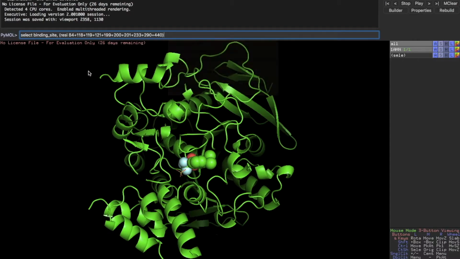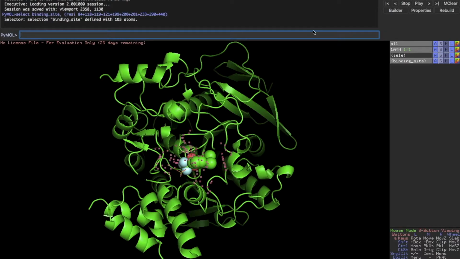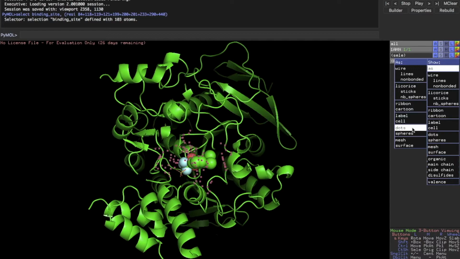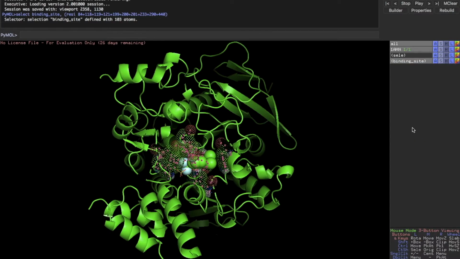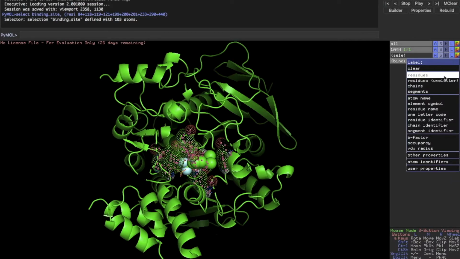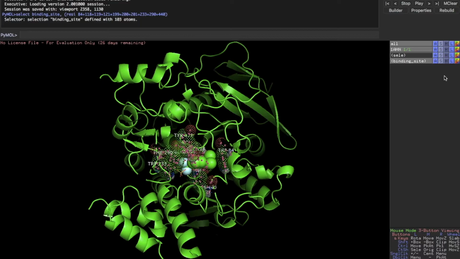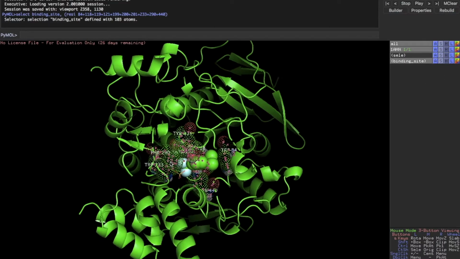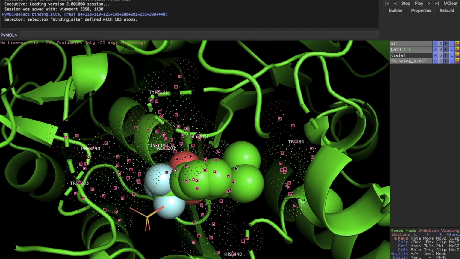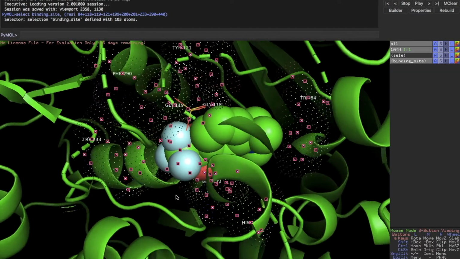Once I have the amino acids selected, I hit enter, and it creates a selection of amino acids. I'm going to show these as dots, so you can at least see the outline of them. And I'm also going to label them by their residue name. All of these are potential amino acids involved in the active site. They're definitely all involved in at least binding the transition state analog in some way.